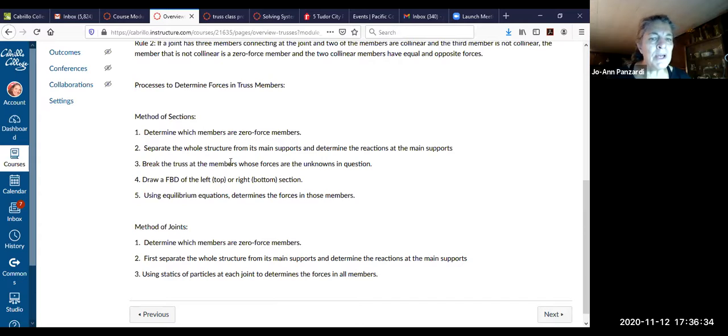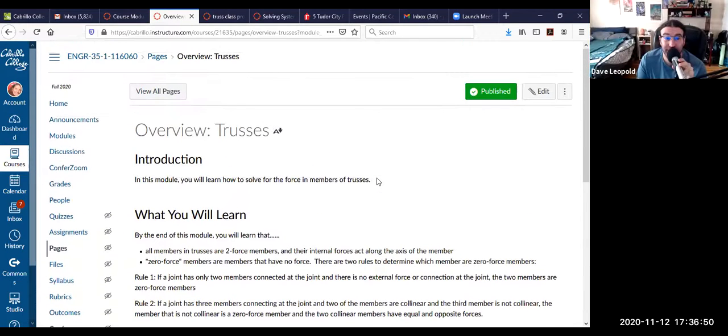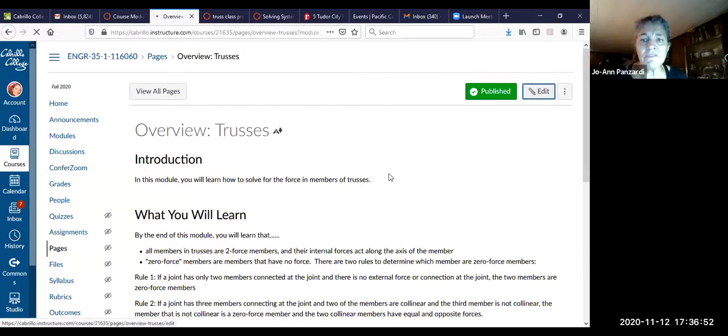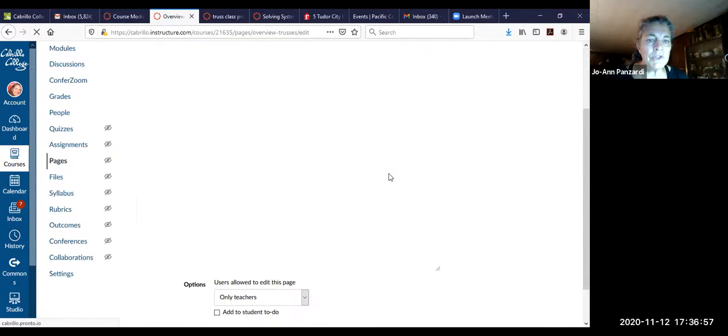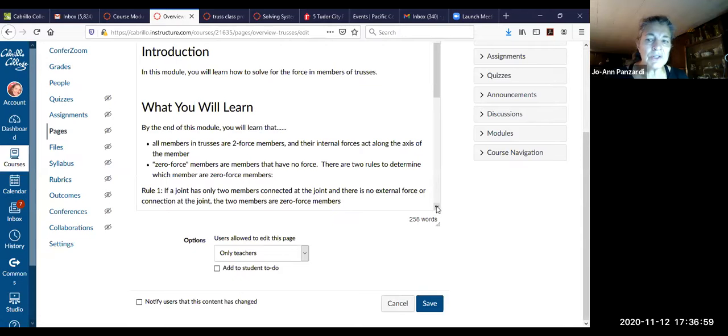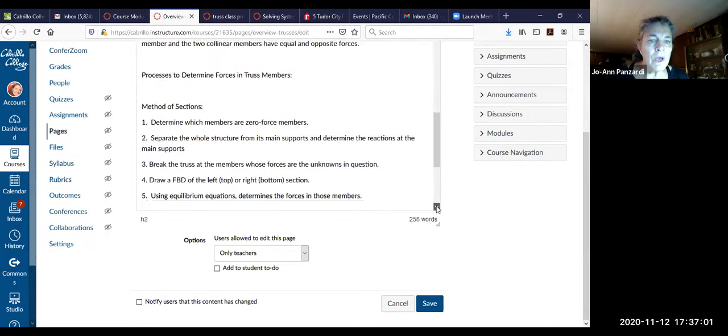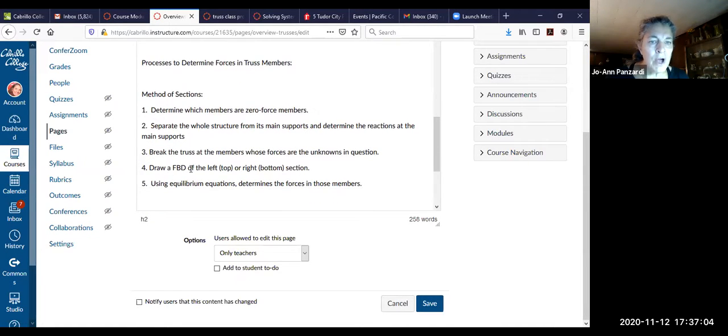Step 3, break the truss at the members whose forces are unknown and in question. You draw a free body diagram of the section. Maybe that's what I should say. Draw a free body diagram of one of the sections. Could I say that? Relevant section? Yeah, actually either one is fine. One might just take a little bit more work. I'm going to just call it a section because it's called method of sections. So break the truss, draw a free body diagram of one section.